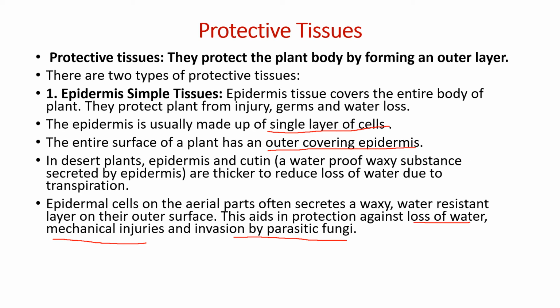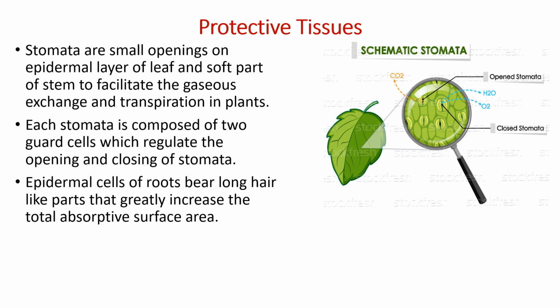Fine, students. Now let's go to the next slide. Here we can see the protective tissues are also found on the under part of leaf. This is the top part of a leaf. Below the leaf there is the under part of leaf, right? And what will you find over there? We will find stomata, right?